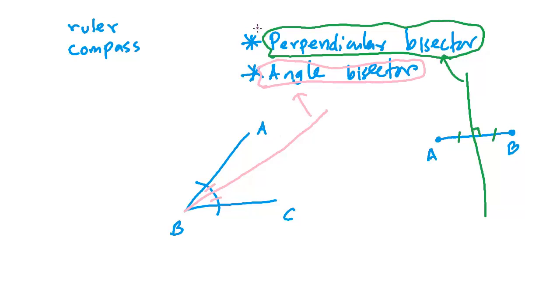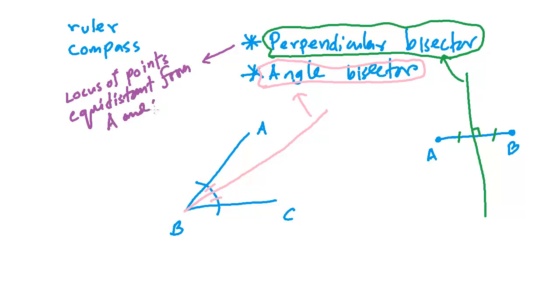Now another name for perpendicular bisector is locus of points equidistant from A and B. That's simply the perpendicular bisector of the line AB. So if the question is, find the locus of points that are equidistant from A and B, it means find the perpendicular bisector of AB. So this line would be the locus of points. Locus of points simply is a line or a curve. It's a collection of points.